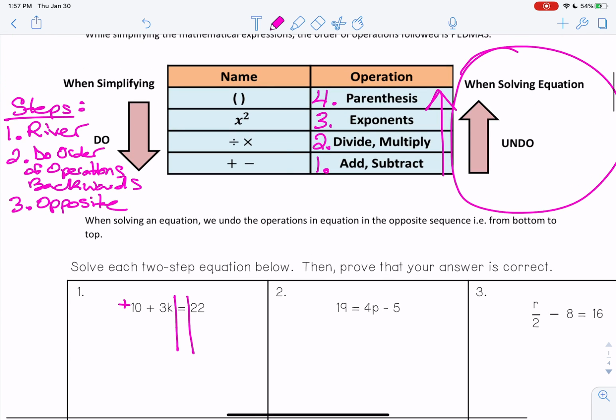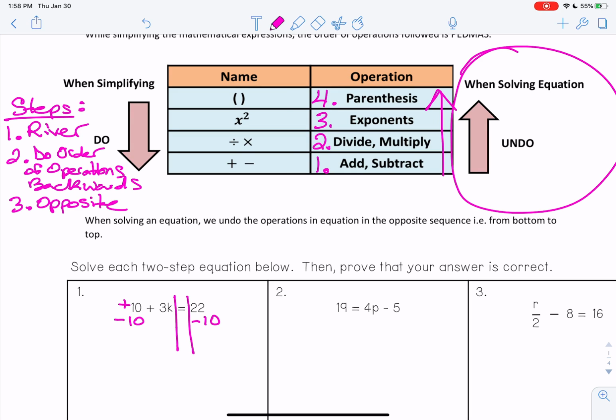But when there's nothing in front of it, that means it's automatically positive. So I look at my order of operations, and I have to think, okay, am I going to do that addition of 10 first or that multiplication of 3? Well, since we're going backwards, the first thing we would do is addition or subtraction, whichever came first. So that's going to happen before multiplying or dividing because remember, we're going backwards. So that means I'm going to subtract the 10.